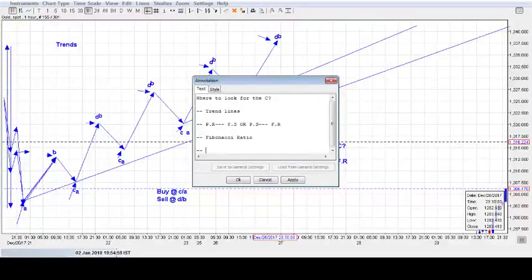And what is the final point? Signal, a buy or a sell signal, and then take action.